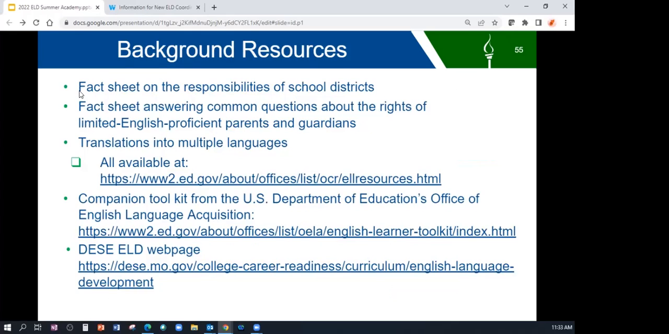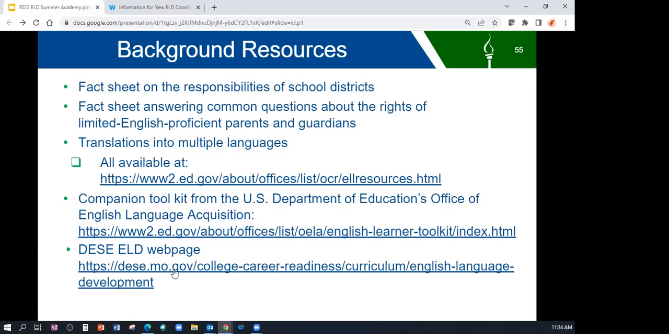So some background resources. There's a fact sheet on the responsibility of school districts. There's a fact sheet on answering common questions about the rights of limited English proficient parents and guardians. Some translations into multiple languages. These are all available on the Department of Ed's resource page with this link here. There's also a companion toolkit for newcomers that's available here. They are working to revise that. They've been working on it for over a year now, and they told us at our most recent meeting that that's almost finished and ready to go out.